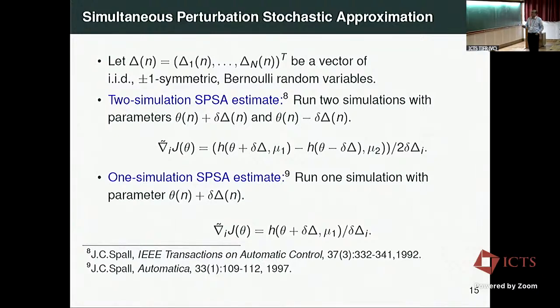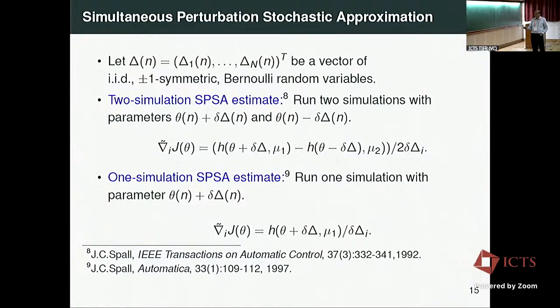And then what you do is you run two simulations, one with theta n plus delta n. Small delta is some sensitivity parameter. Let's say you take it as a constant. And then the other with theta n minus delta n, and you obtain this objective. The gradient of this objective is estimated in this manner. Okay, and then the one simulation estimate just takes into account this parameter, removes the other one, and then this is the estimate of the gradient.